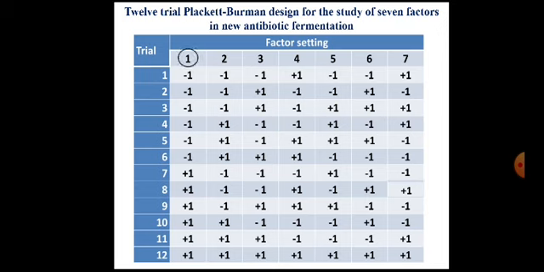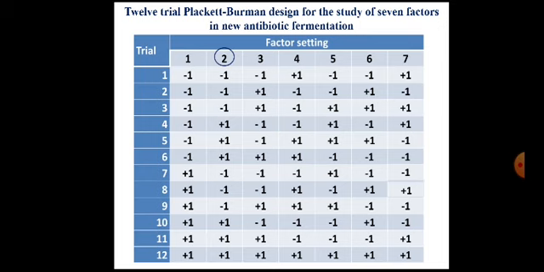The other characteristics of this design are, if you consider factor number 1, factor number 1 is tested in 12 trials, in 12 experiments, at low level and at high level. So you can see that out of 12 trials, 6 trials, meaning 50% of trials, are conducted at low level and 50% of trials are conducted at high level. This is true for all the factors.